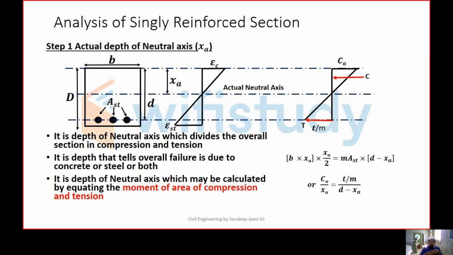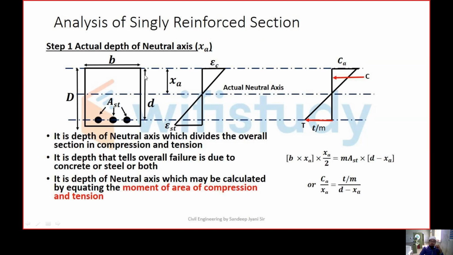It is the depth of neutral axis which may be calculated by equating the moment of compression and tension. So by equating the moment of area of compression and the moment of area of tension, the depth of neutral axis can be calculated. Here the derivation is given, moment of area of compression. The moment of area formula is area into its center of gravity. If we see the portion that lies above the neutral axis, it is a rectangle. The area of a rectangle is b into d.